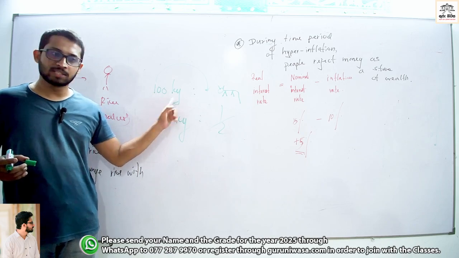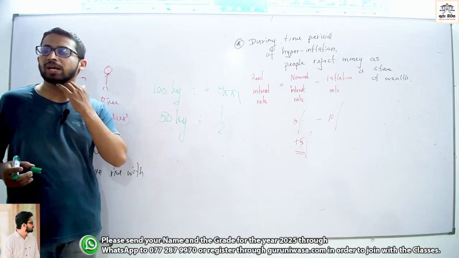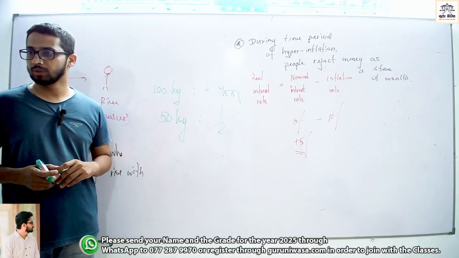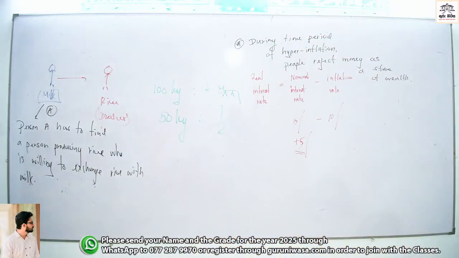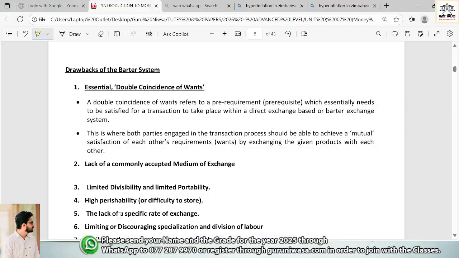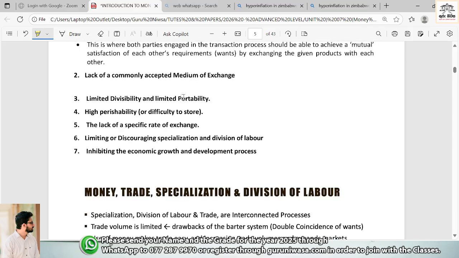There is no divisibility, right? But today you can make even a small transaction with the use of money. Clear, kids? Then the goods are really perishable. Perishable means they cannot be stored for a long time. High perishability, a lack of specific rate of exchange. Then the sixth one is very important, we need to discuss this point in detail: limiting or discouraging specialization and division of labor. The barter system discourages specialization and division of labor, and inhibits the economic growth and development process.